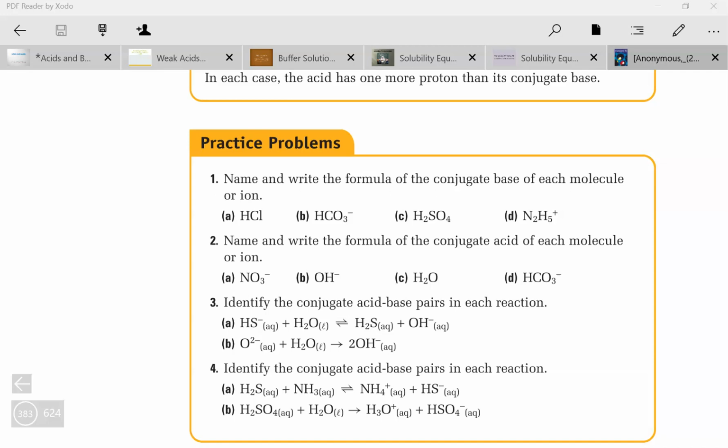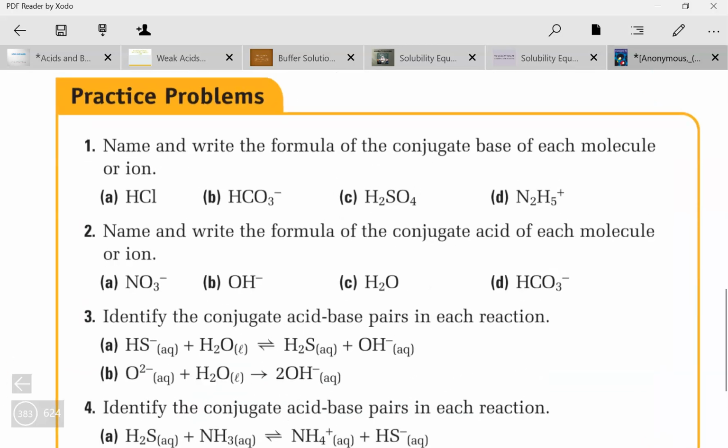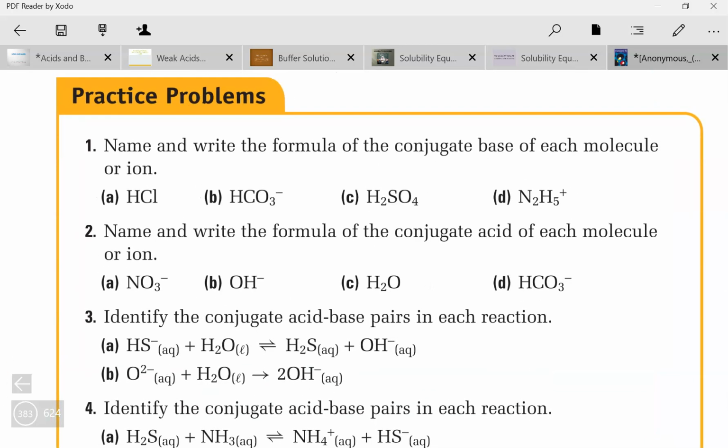This is the homework on page 382 and 386. My numbers here are a bit wrong, so they're exactly one off, so you can kind of look at it from there. Okay, so we're going to name and write the formula of the conjugate base of each molecule or ion.